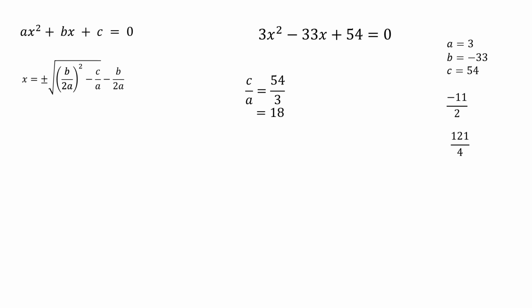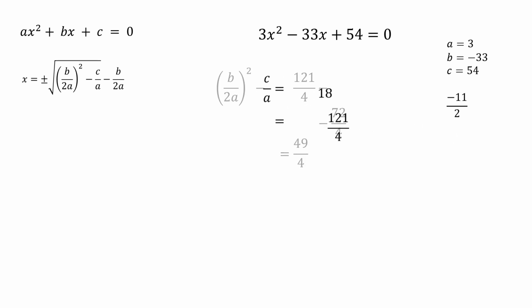And now let's calculate the next step, which is b over 2a squared minus c over a. So now we take the 121 over 4 from the b over 2a squared and the 18 from the c over a, and we get 121 over 4 minus 18. And we equalize the dividers to get 121 over 4 minus 72 over 4, and we get 49 over 4.